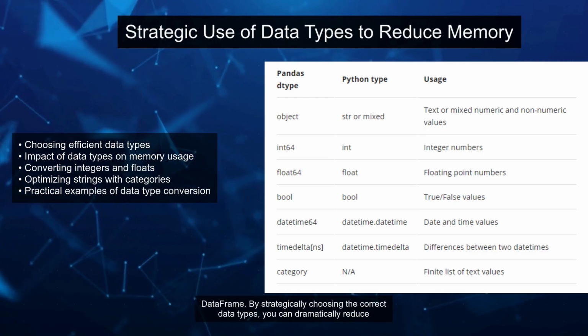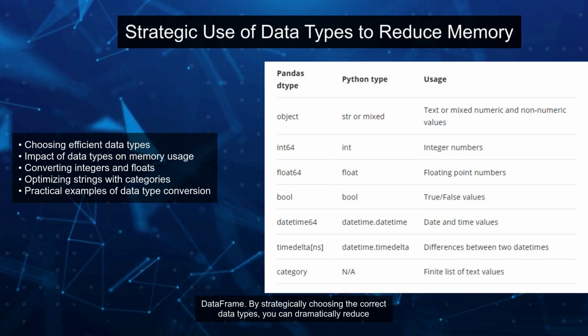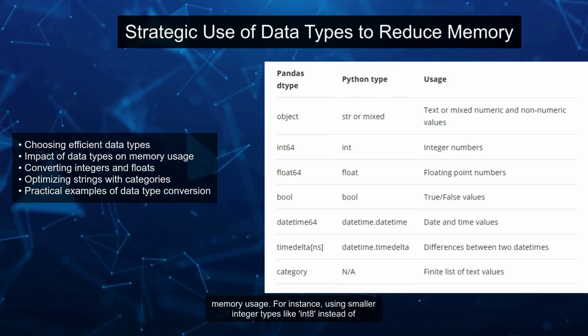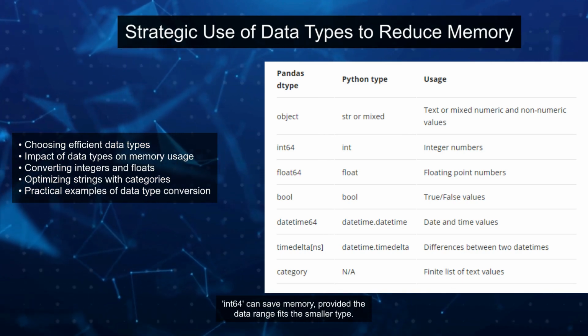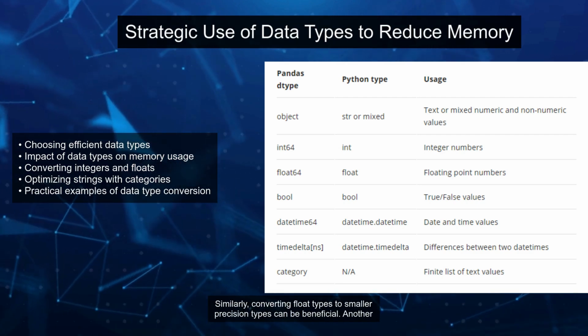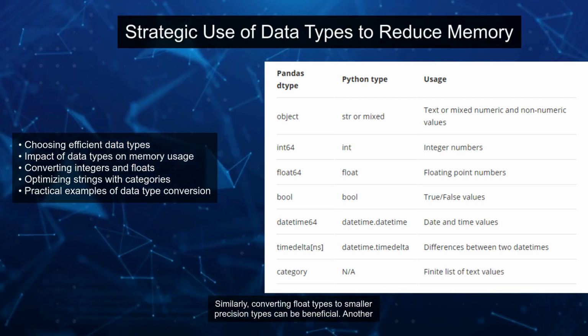By strategically choosing the correct data types, you can dramatically reduce memory usage. For instance, using smaller integer types like int8 instead of int64 can save memory, provided the data range fits the smaller type. Similarly, converting float types to smaller precision types can be beneficial.